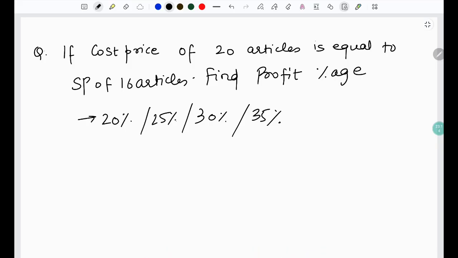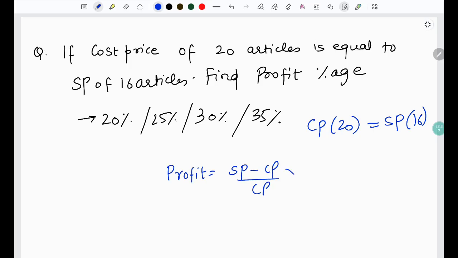Here is another question which says that if the cost price of 20 articles is equal to the selling price of 16 articles, that is cost price of 20 units is equal to the selling price of 16 articles or units. He is asking me to find out the profit percentage. Now profit percentage is written as selling price minus cost price over cost price times 100, where SP minus CP is nothing but the profit I had.